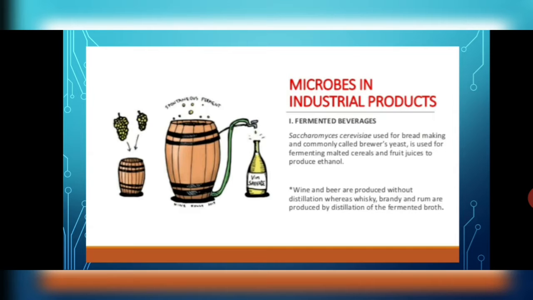Now let us see what is the industrial use of microbes for human beings. The most important once again would remain Saccharomyces cerevisiae, which is used as brewer's yeast, to ferment malted cereals and fruit juices in order to produce ethanol or alcohol industrially. Wine and beer are also produced by the same method, but they are not distilled, whereas other alcoholic beverages are distilled.